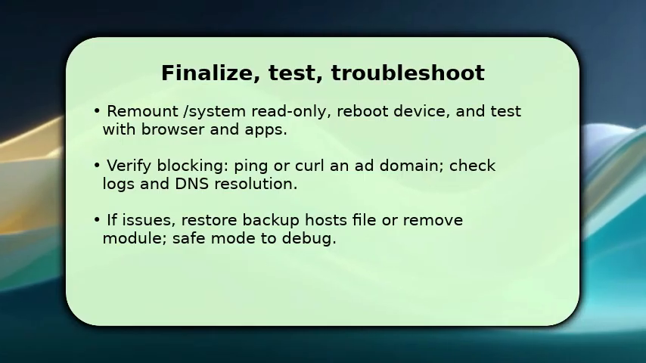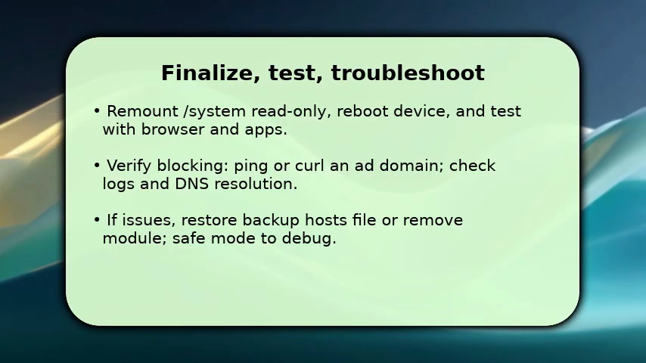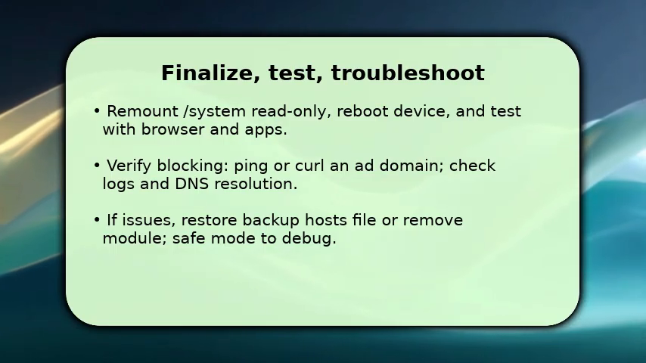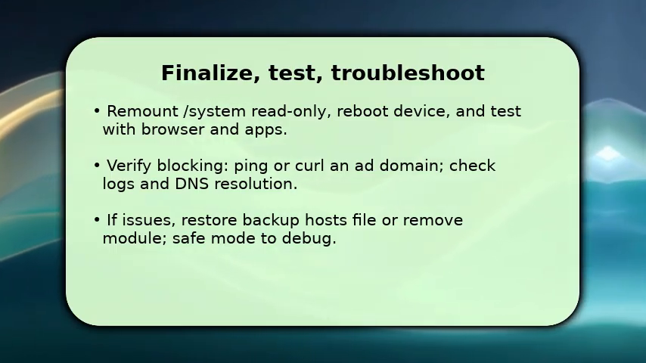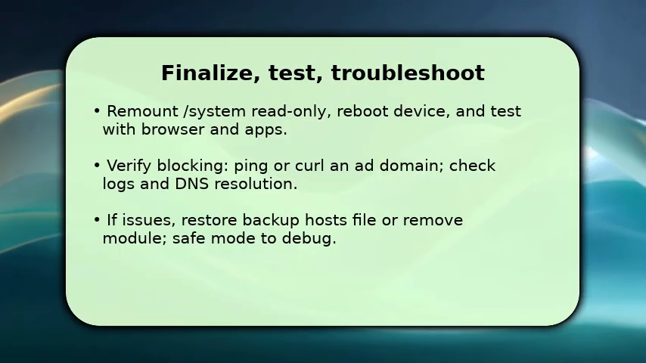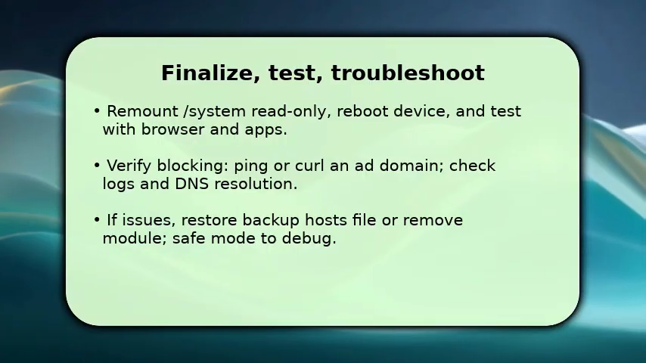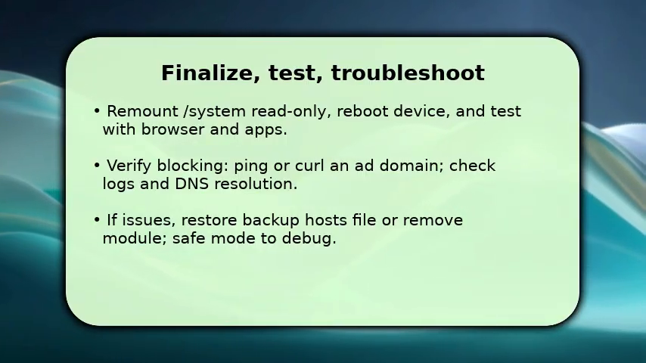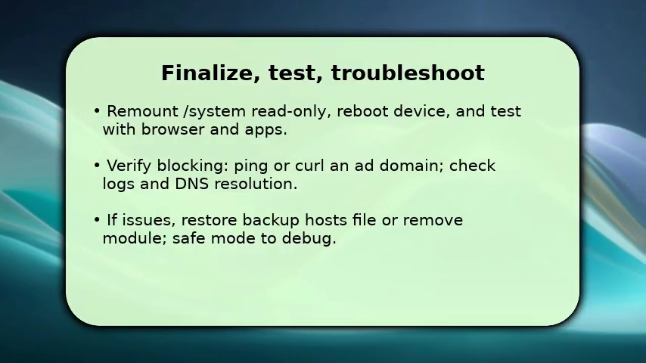Finish by remounting /system read-only and rebooting the device so changes take effect. After reboot, open your browser and apps to confirm ads are gone, and use ping or curl to test known ad domains to ensure they resolve to 127.0.0.1. If apps misbehave, clear app caches, then restore your backed up hosts file or uninstall the module.